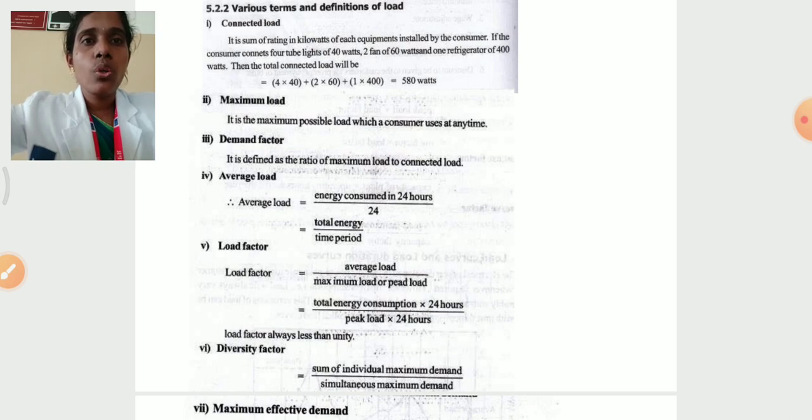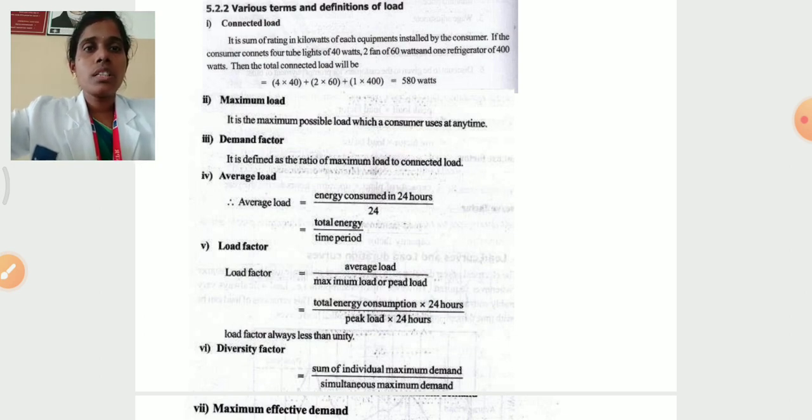And next one is load factor. The load factor is calculated by average load, that is total energy to the time period, divided by maximum load or peak load. Maximum load is the maximum possible load when a consumer uses at any time. So load factor is defined as the ratio of average load to the maximum load or peak load. That is, average load is calculated by total energy consumption in 24 hours, divided by the peak load of 24 hours. Generally, load factor is always less than unity.